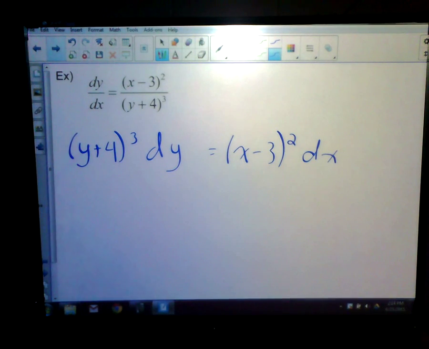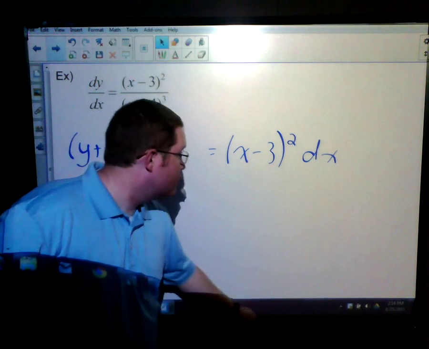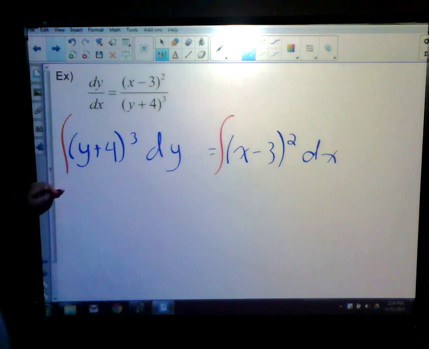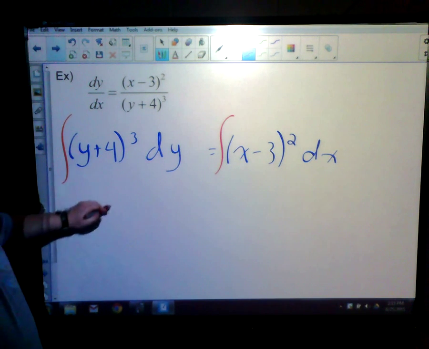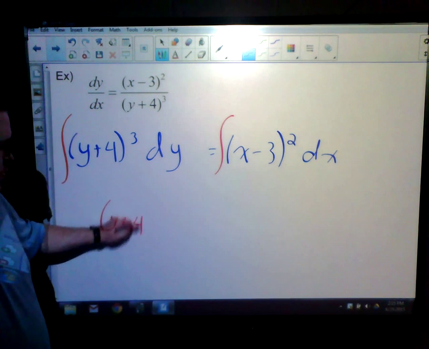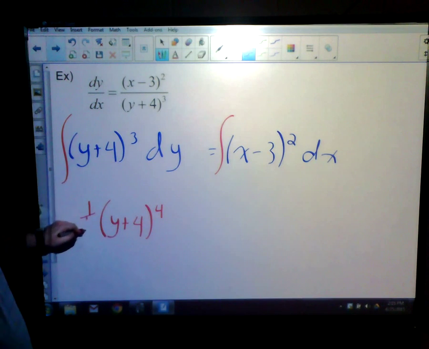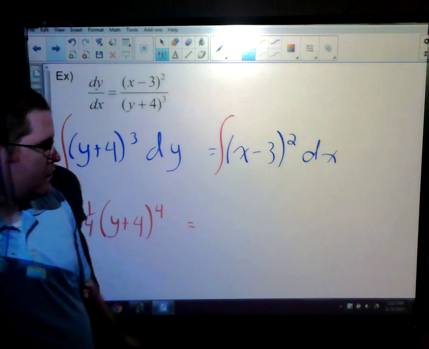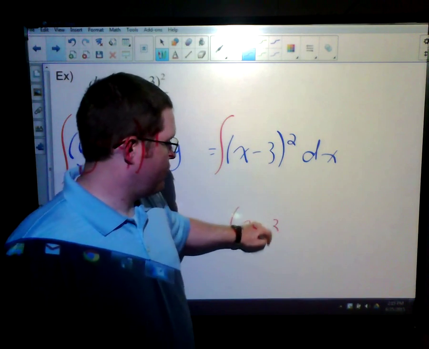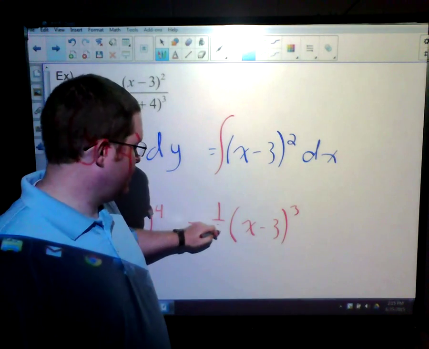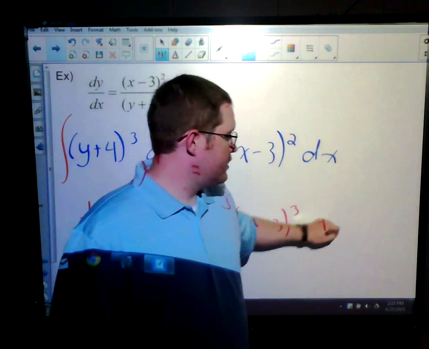Now I've separated my variables. All the y things are on one side, all the x things are on another side. Now how do I cancel out a derivative? I integrate. How do I integrate this third power? I make it a fourth power, put a 1/4 in front. How do I integrate a squared? I make it a third power, put a 1/3 in front. And I put a plus c.